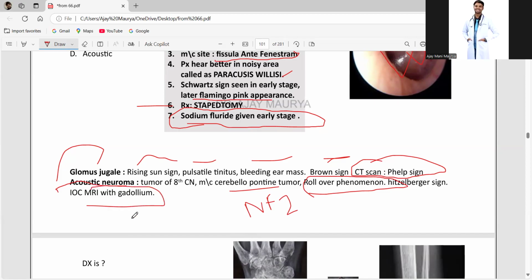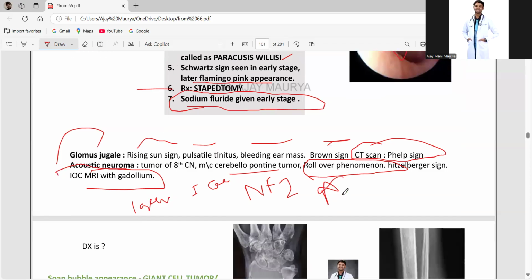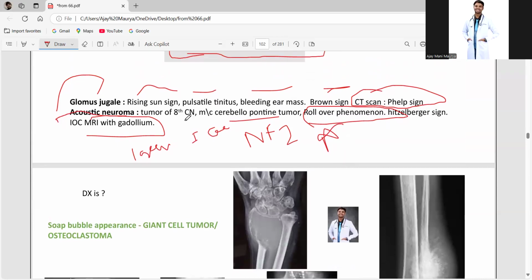MRI with gadolinium. You can also see an ice cream cone appearance. Remember, there is an ice cream cone pattern appearance. And also there are Antoni A and B patterns on histopathology. This is the acoustic neuroma. These are all the golden points only.